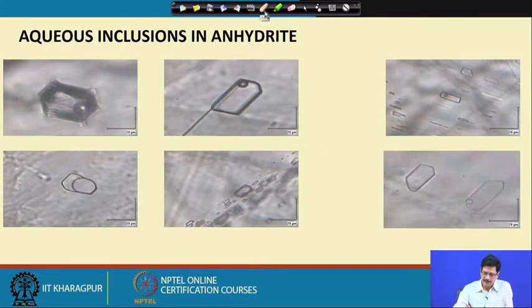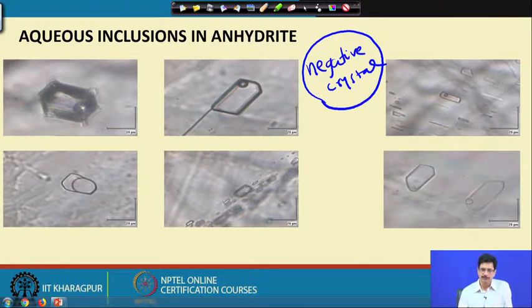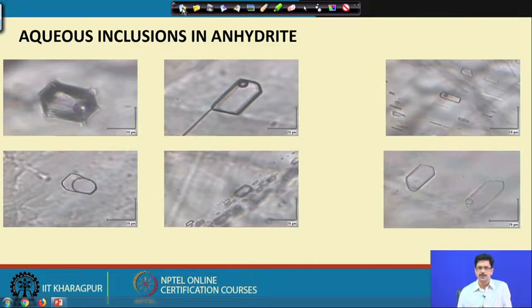So that is why the word negative crystal has been used for them. When an inclusion cavity is mimicking a regular crystal shape or the crystal faces, or basically looks as if it is mimicking the crystal system of the host mineral, they are called negative crystals, which is very often used in the literature.